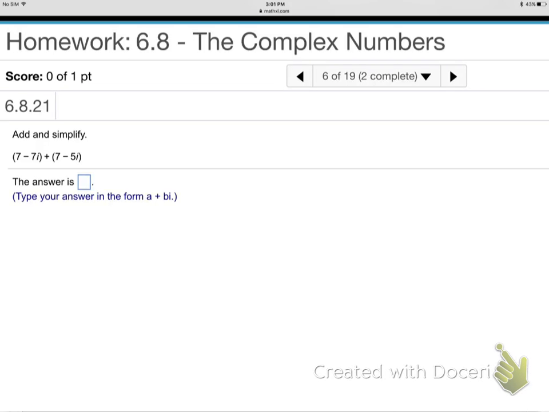Let's see. All right. 7 minus 7i plus 7 minus 5i. These are called now complex numbers. They're complex because they have both a real part and an imaginary part.